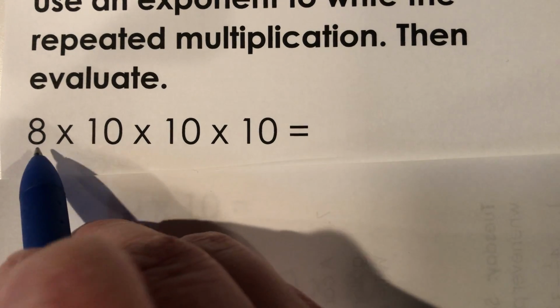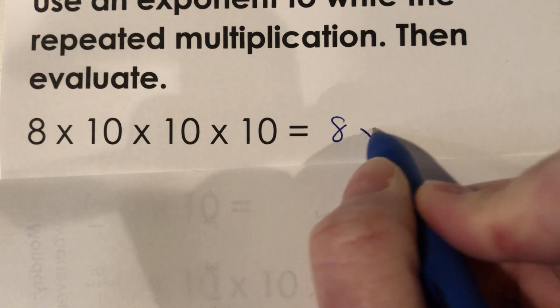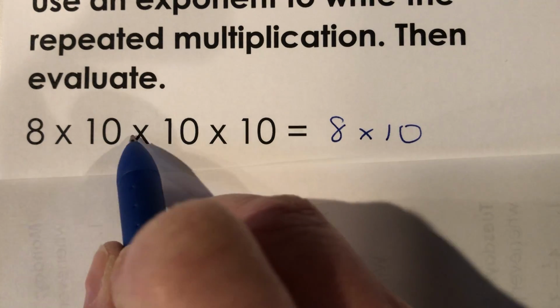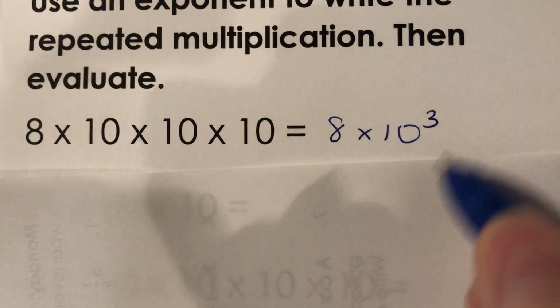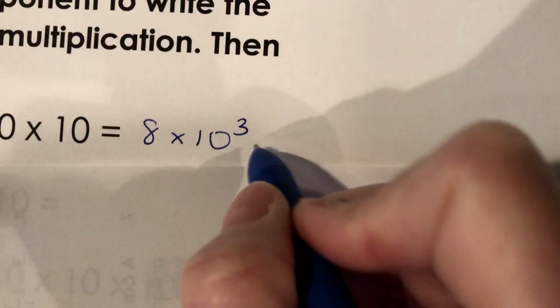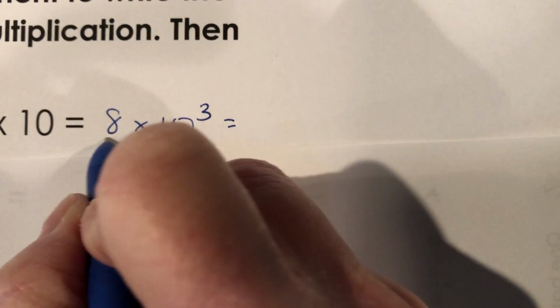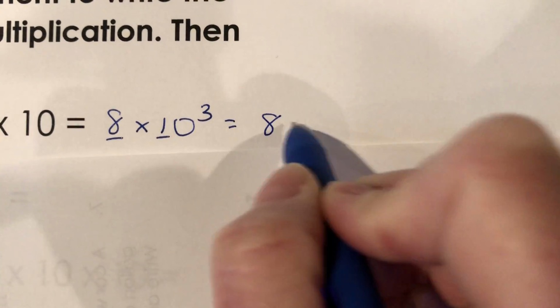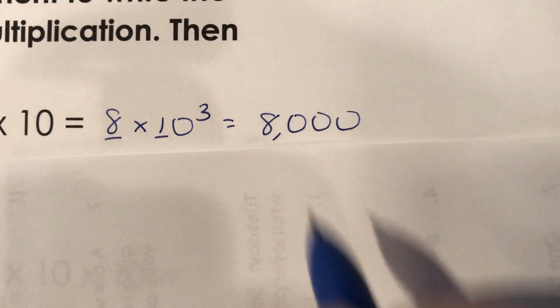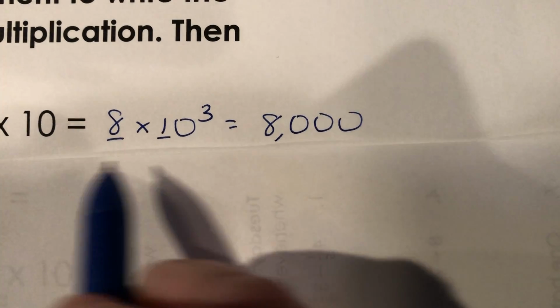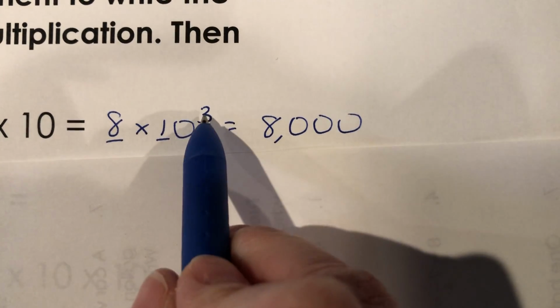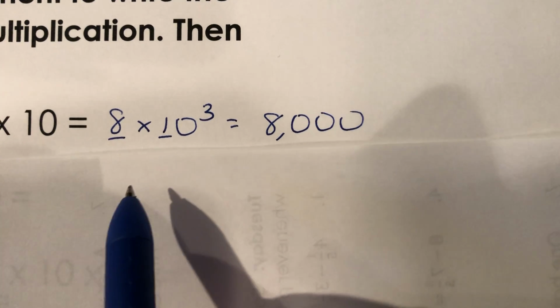Okay, so I would rewrite this as 8 times 10 to the 1, 2, 3, third power. And that gives us, I do 8 times 1 is 8, and this 3 means 3 zeros. So that would be 8,000, which is right because 10 to the third power is 1,000, right? 10 times 10 times 10.